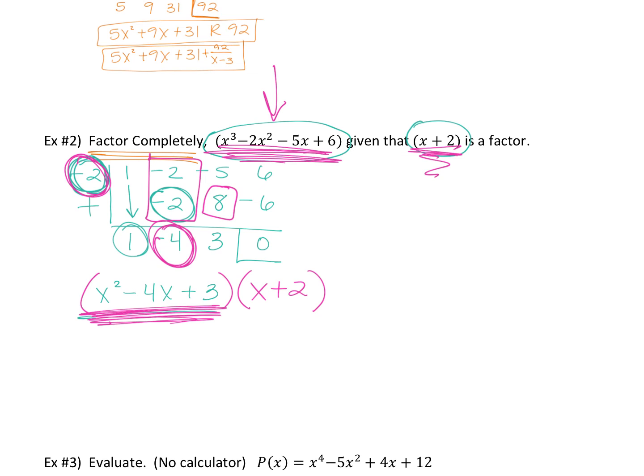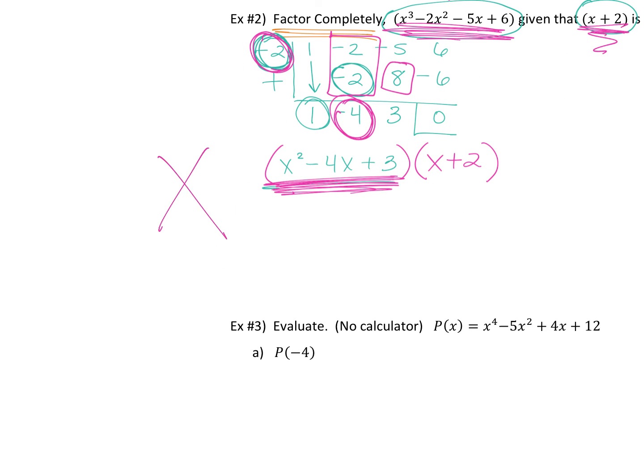If I do the star method here, what can you multiply to get 3 that you can add to get -4? That's going to be a -3 and a -1. So that means I have x minus 3, x minus 1, and that x plus 2 that we started with. I think that's what a lot of people forget about, is that the one that we started with is a factor of our polynomial. So this is what we get.